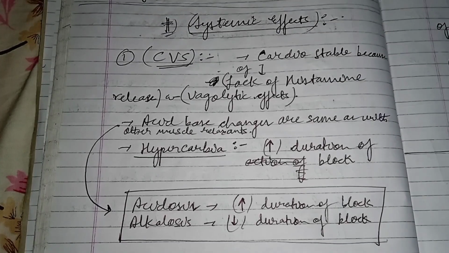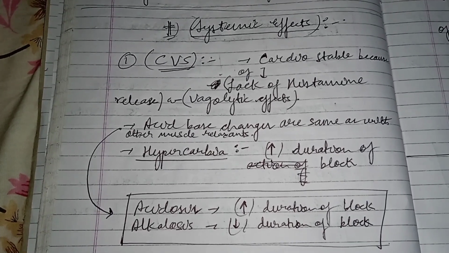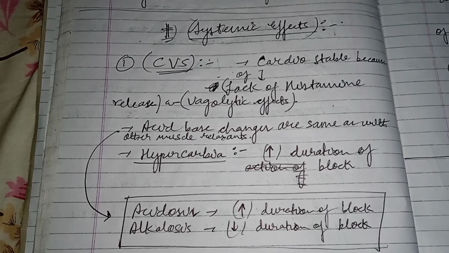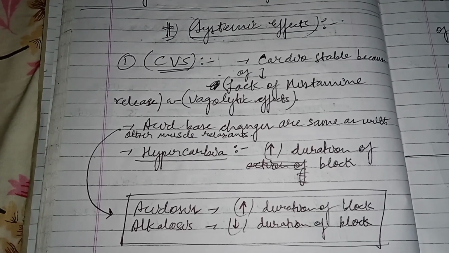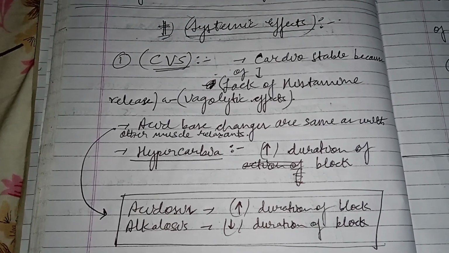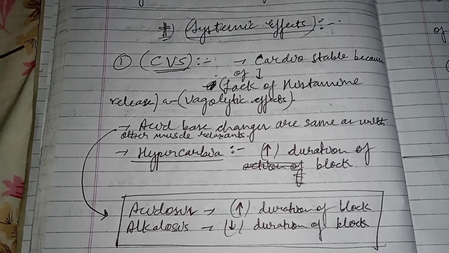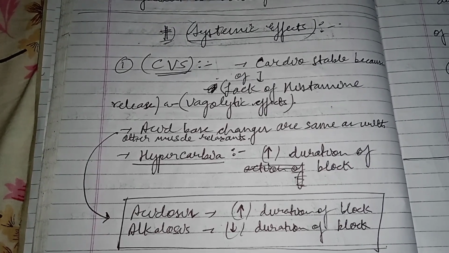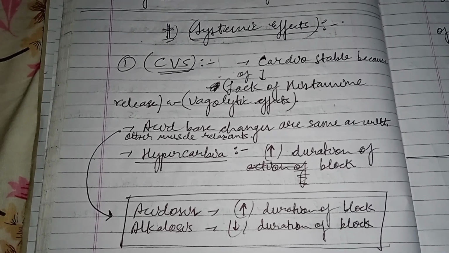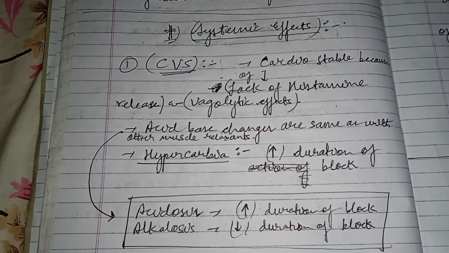Now let's look at the systemic effects of the VECURONIUM drug. What happens in the cardiovascular system? VECURONIUM is a cardiostable drug because of the lack of histamine release and vagolytic effects. This is a very important point: VECURONIUM is a cardiostable drug, due to its lack of histamine release and vagolytic effects.